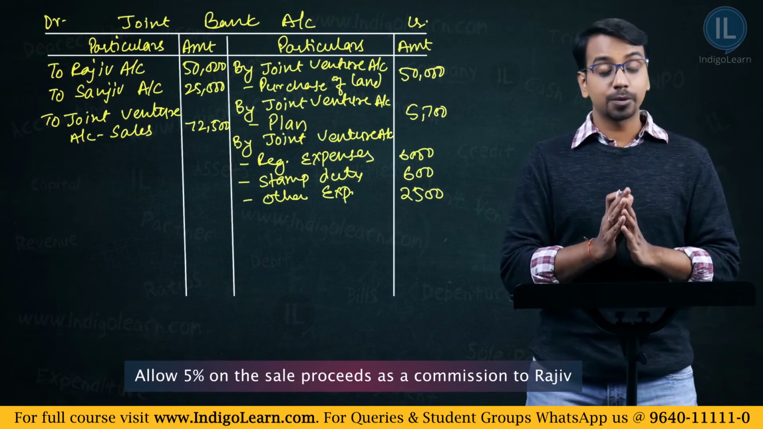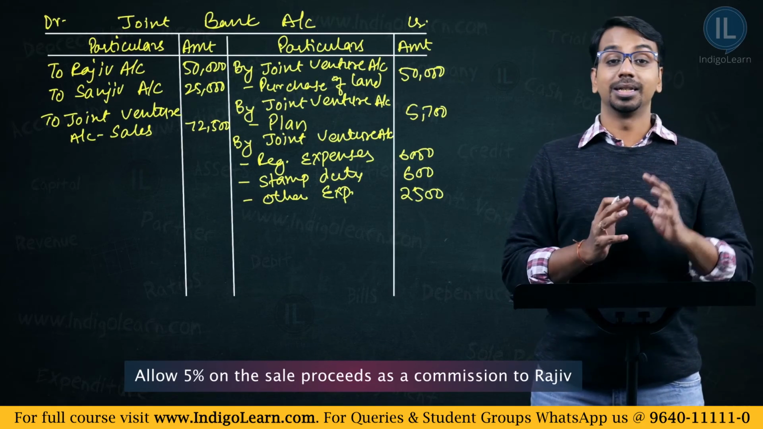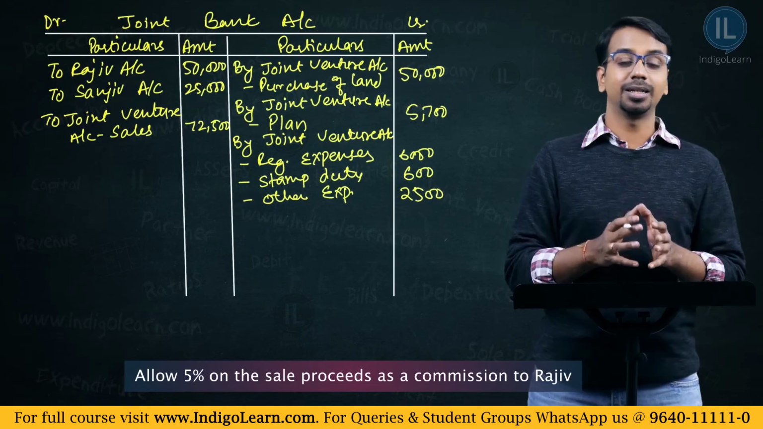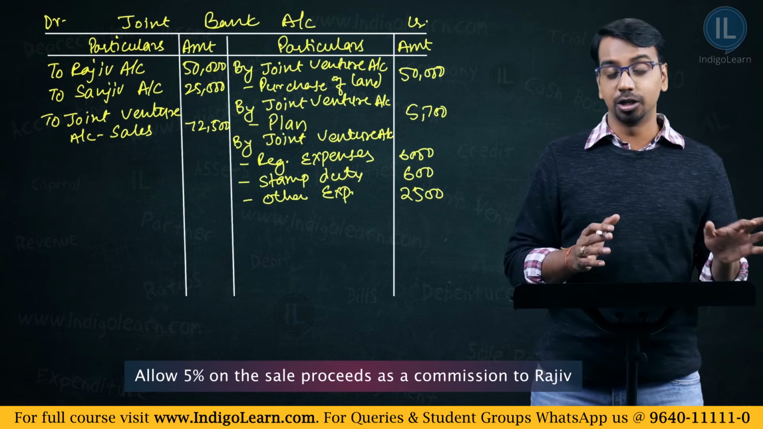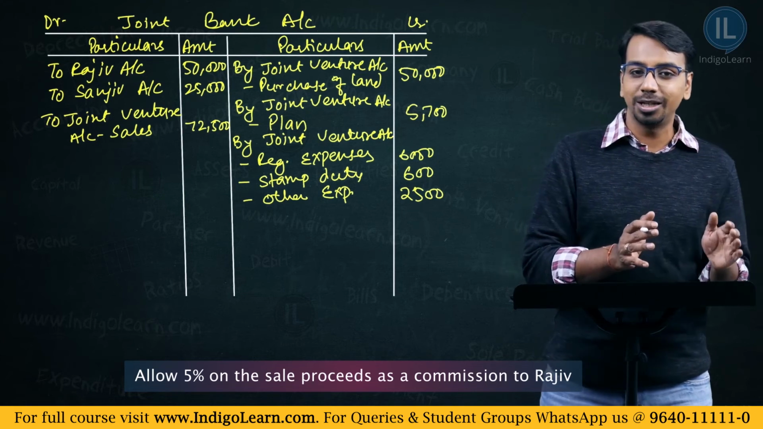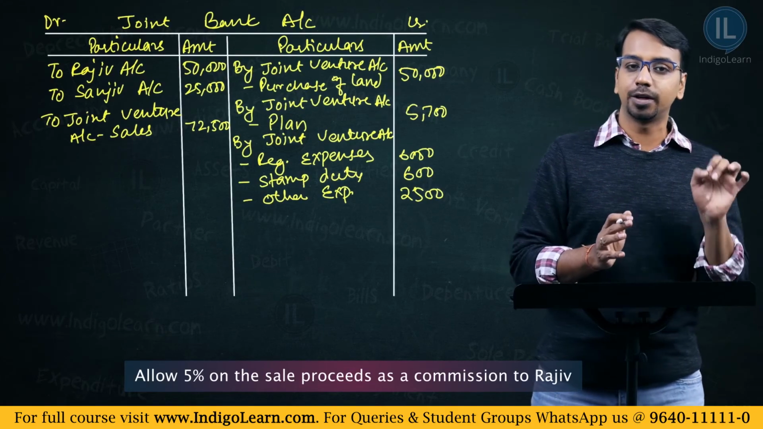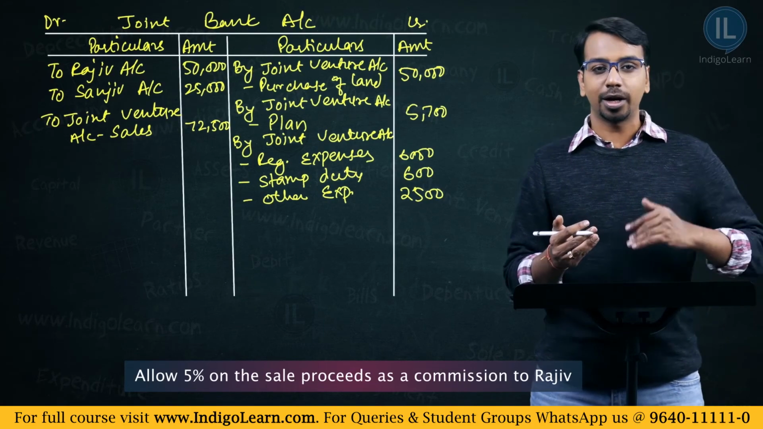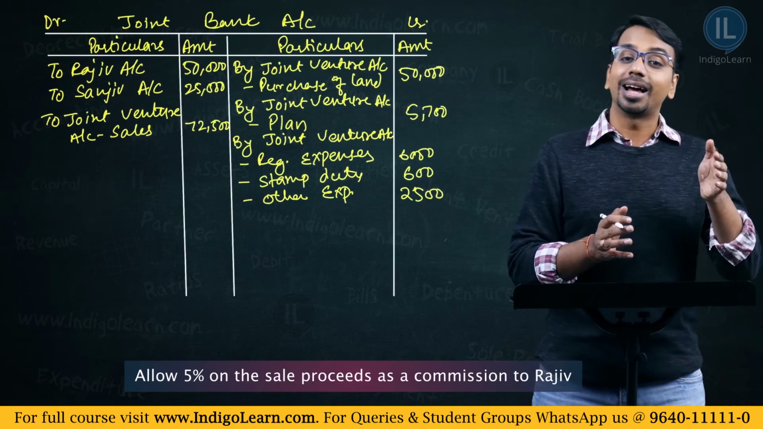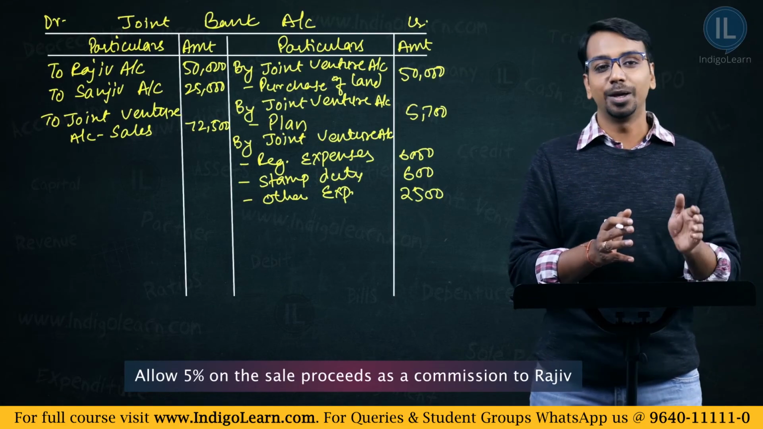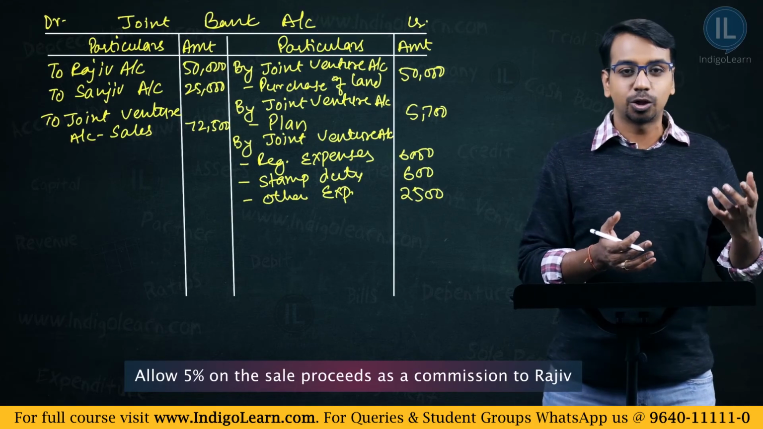Allow 5% on the sale proceeds as commission to Rajiv. Now, what does this mean? This means that whatever has been collected in terms of sales, 5% is payable to Rajiv as commission. Now, is this commission an expenditure for the joint venture? Yes. So what will you do? You will debit the joint venture account. Whom will you credit? Will you credit bank? No, because we are not paying the money out. Then whom will you credit? You will credit Rajiv's account, because this commission is payable to Rajiv. You are creating a liability, you are creating a payable.